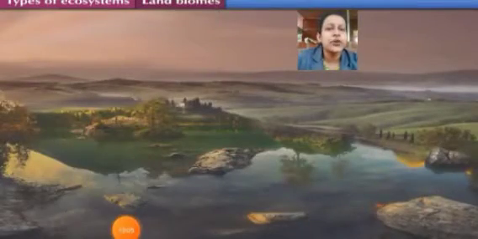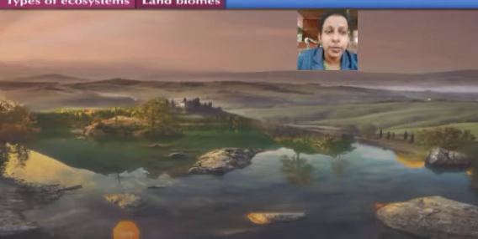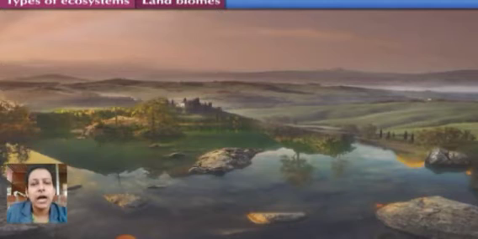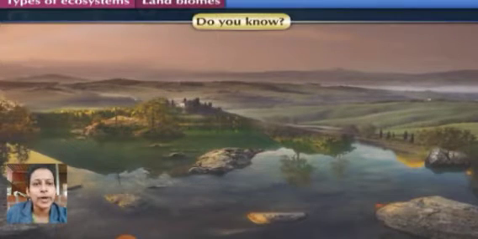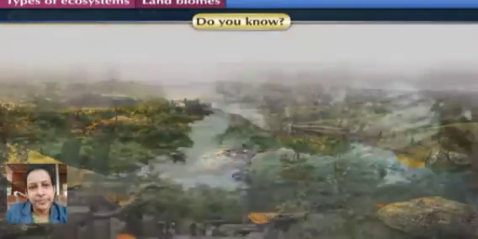This is regarding the forest ecosystem, wherein you have now learned about the producers, primary consumers, secondary consumers, tertiary consumers, and the decomposers. Now, let's proceed further. That is, do you know? Let's find out something more.